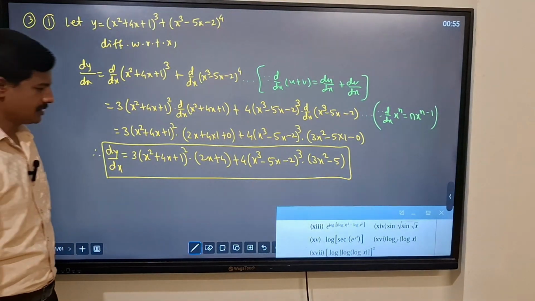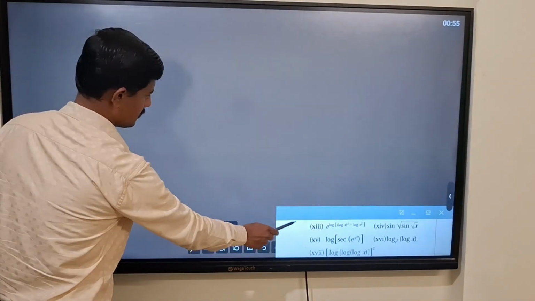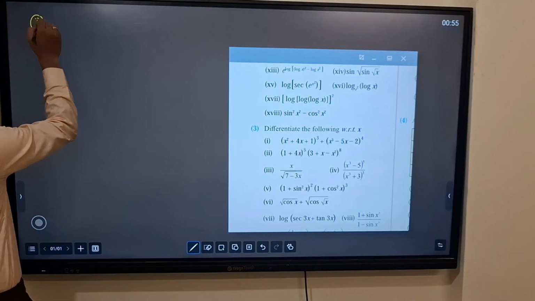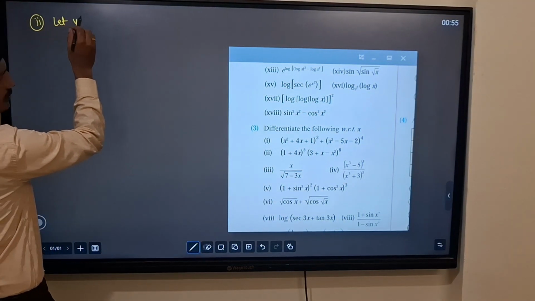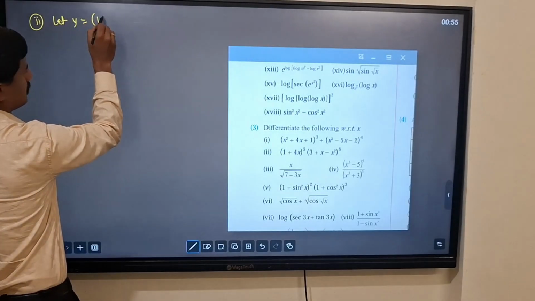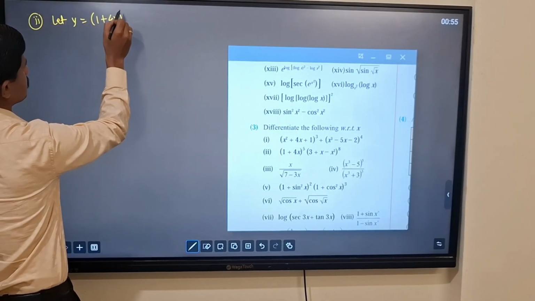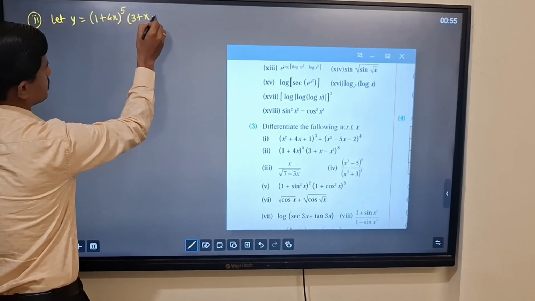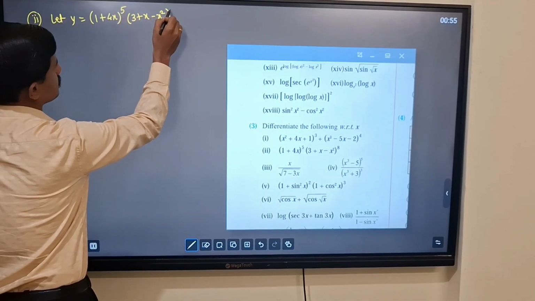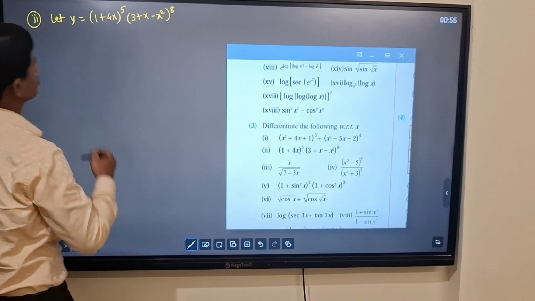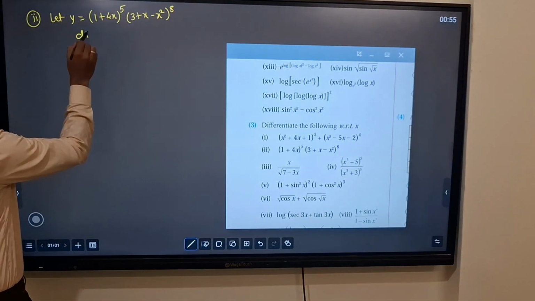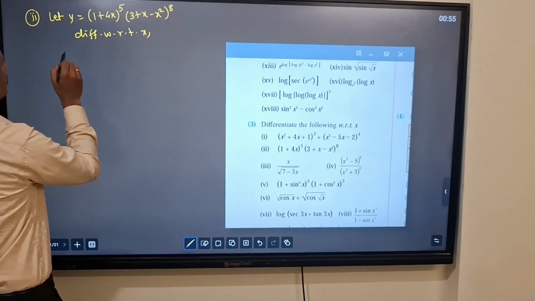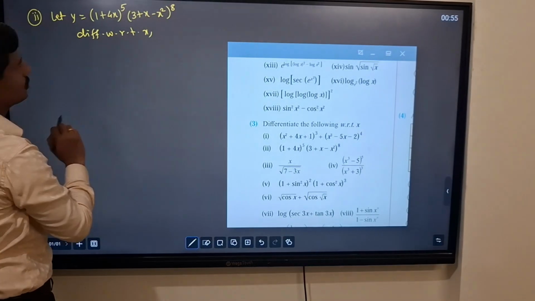Okay, now second question. Let y equal to (1 + 4x)⁵ (3 + x − x²)⁸. Differentiate with respect to x. Here we are using the u into v rule.